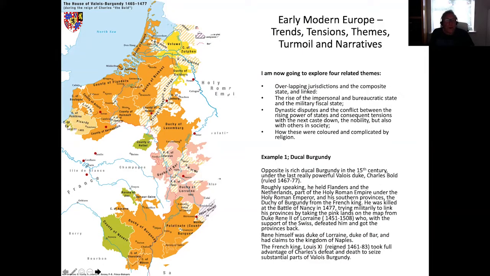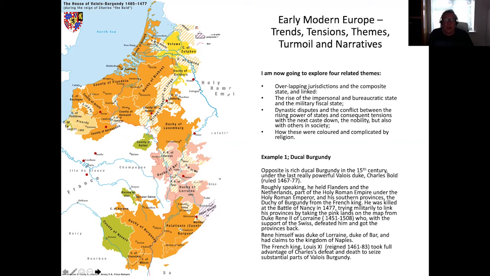Right. What you've got on the left-hand side is a map of Burgundy. I'm going to look at 4 related themes. First of all, I've already mentioned what you might call overlapping jurisdictions and the composite state. So I'm going to look at the political structure of the state in the early modern period. Then also the rise of something called the impersonal and bureaucratic state and the military fiscal state.